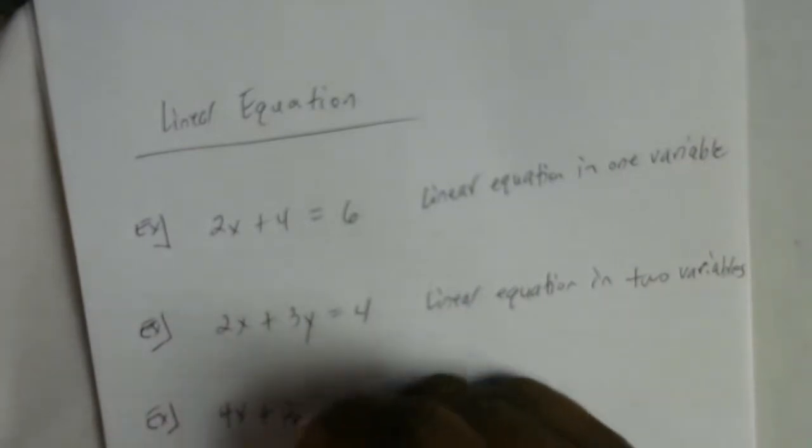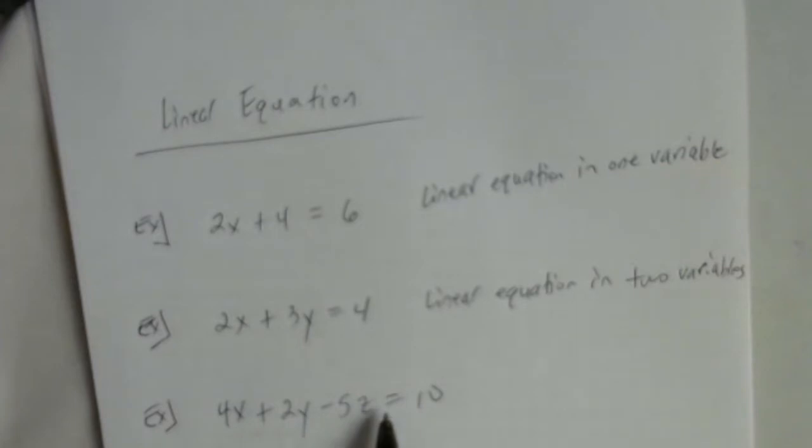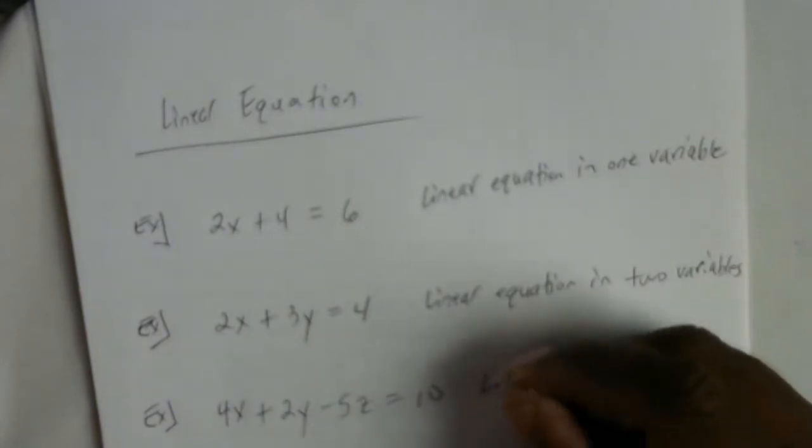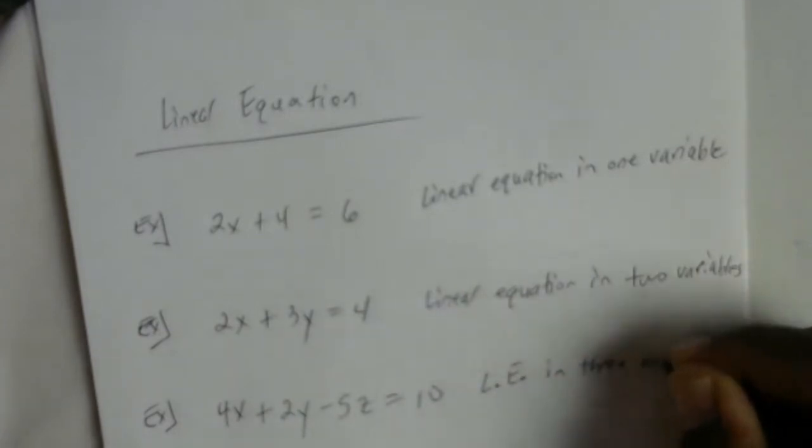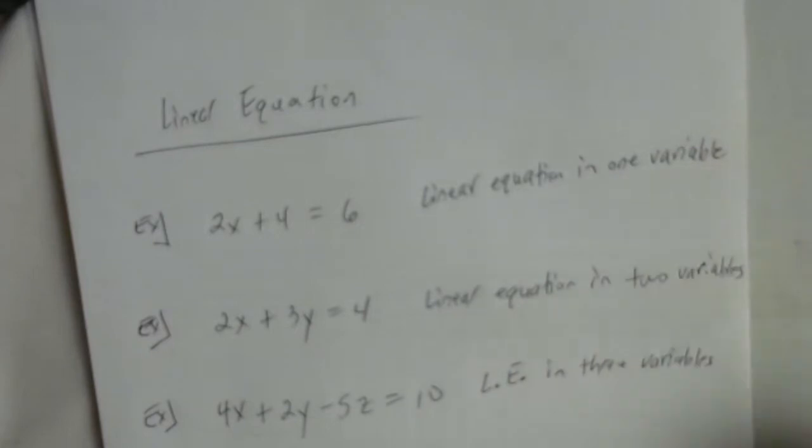4x plus 2y minus, and I'm just making these equations up. Okay, so notice I have three variables. Each variable is raised to the first power. There's no squares or cubes or anything. So this is a linear equation in three variables.